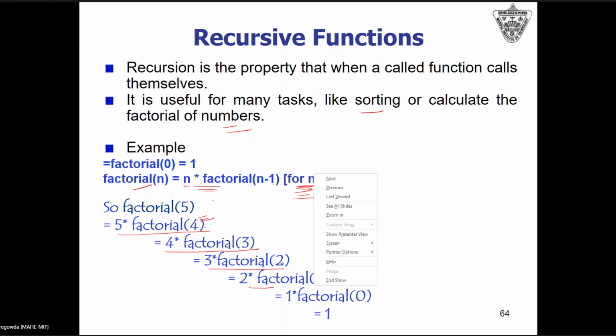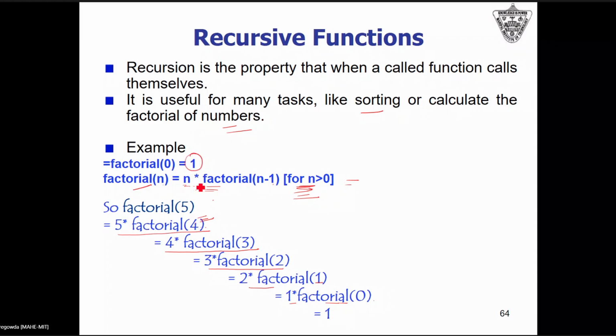Finally you multiply and invoke the factorial function with 0. Whenever the n value becomes 0, that particular function call is going to return the value 1 here. In this case 1 into 1 becomes 1. This is returned to the previous function call statement.